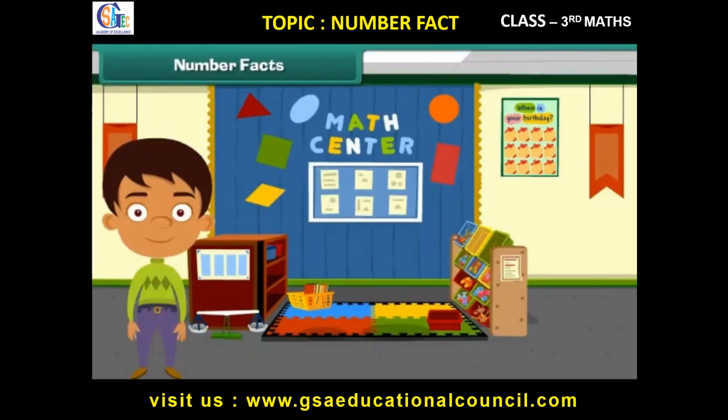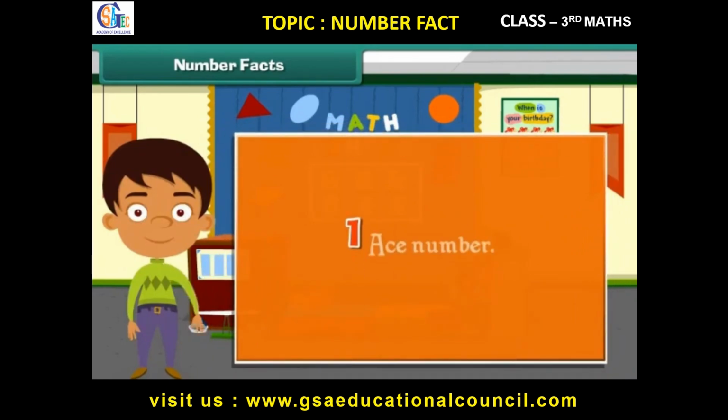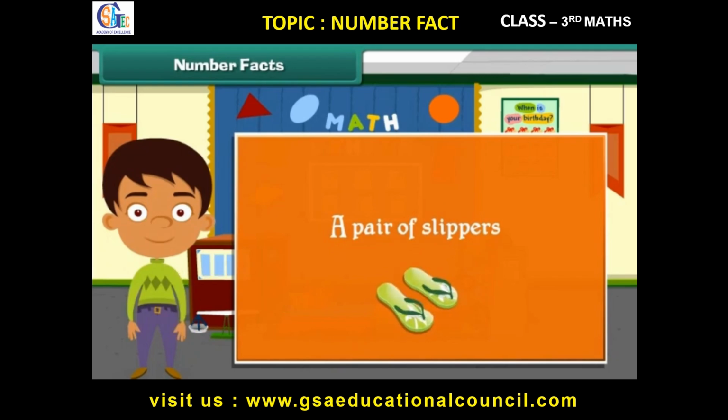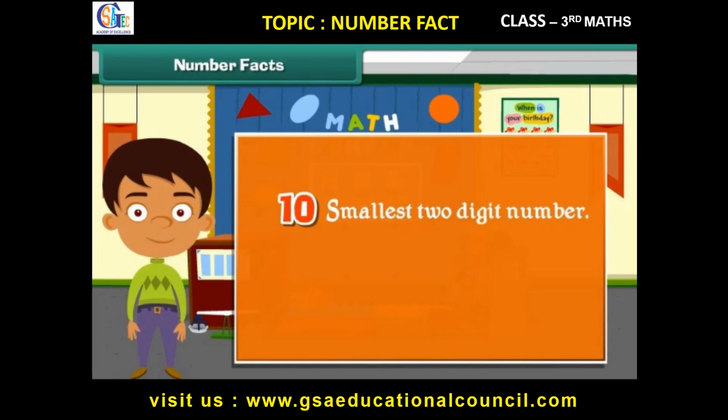Number facts. Each number has an interesting fact associated with it. Let us know more about them. Number 1 is known as the ace number. A pair is a group of two objects. 10 is the smallest two-digit number. 99 is the largest two-digit number.